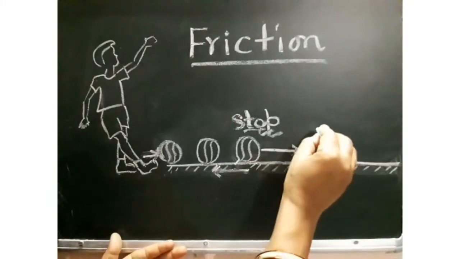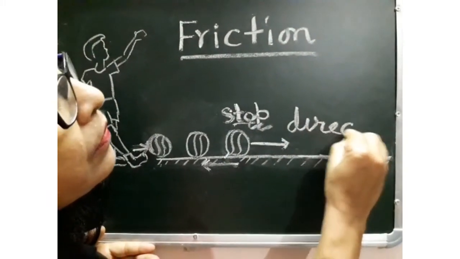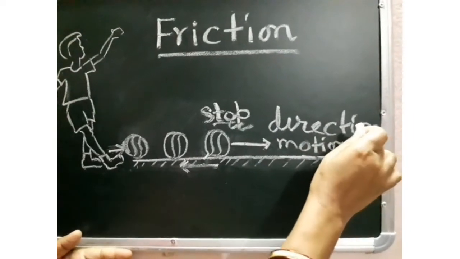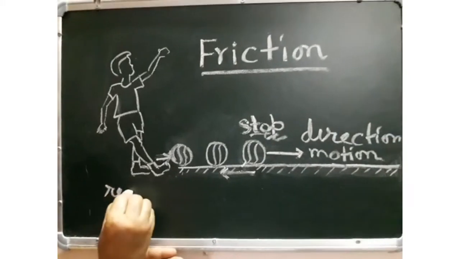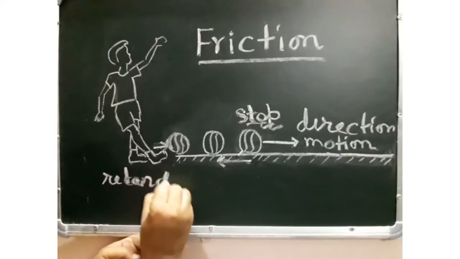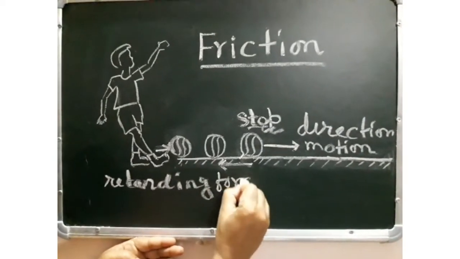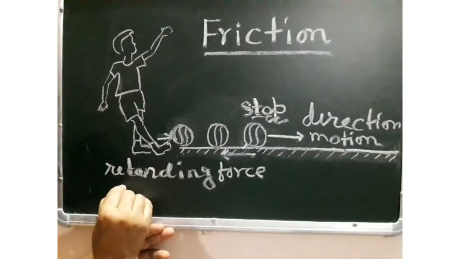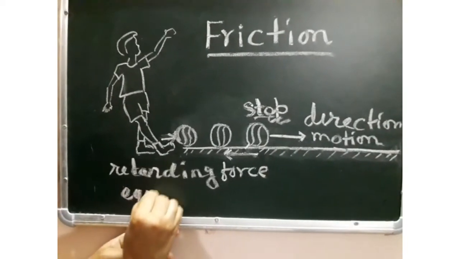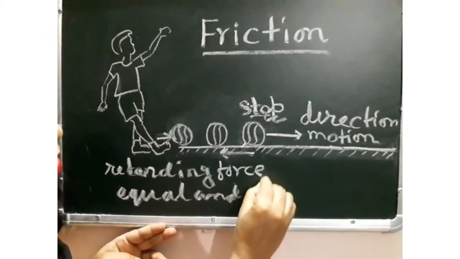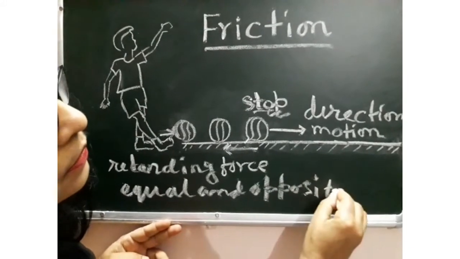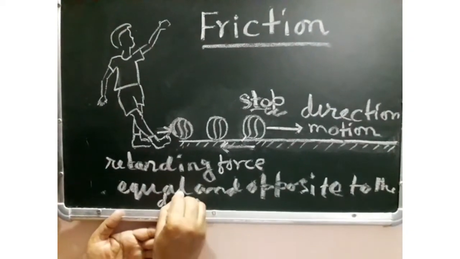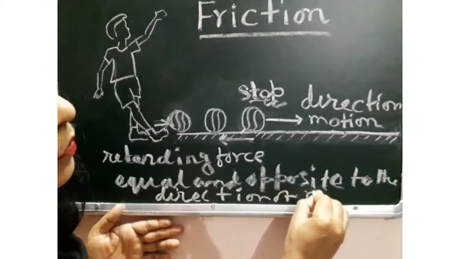Now, the direction of motion towards right and the direction of retarding force towards left are equal and opposite to the direction of motion.